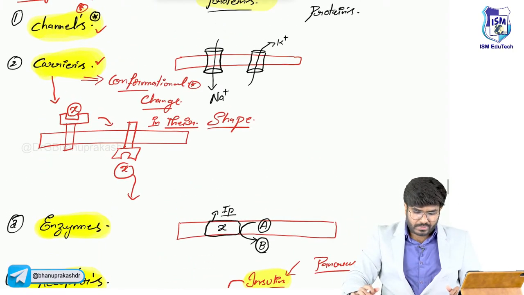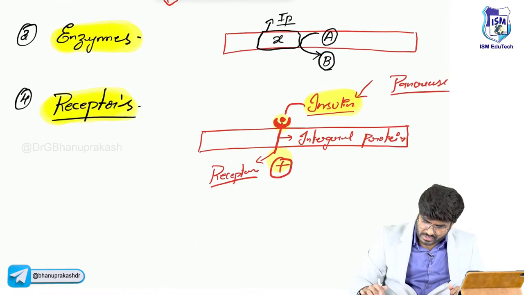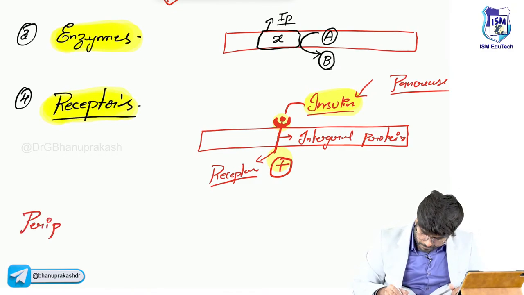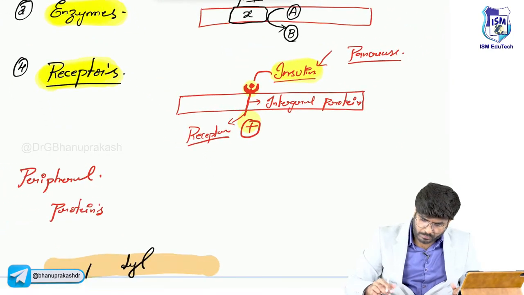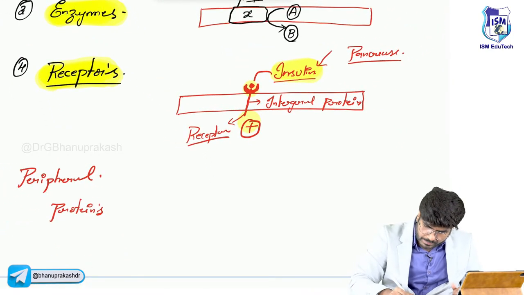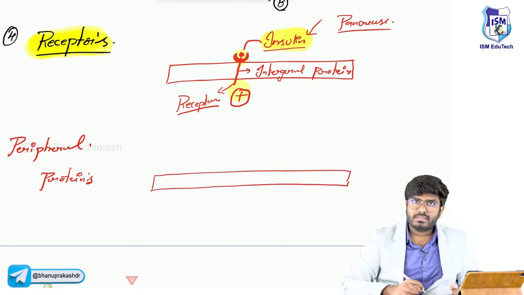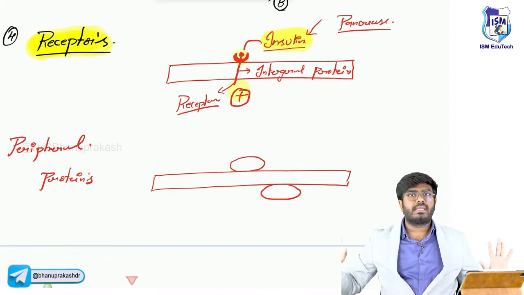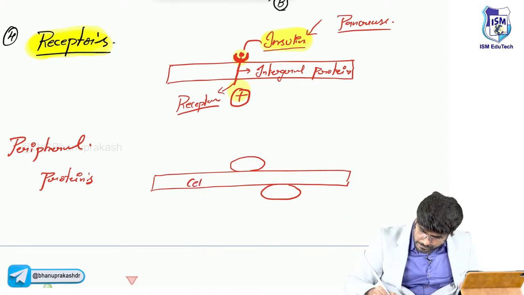So we are done with the integral proteins. Now, what is the function of the peripheral proteins? Let me write here. Peripheral proteins. Now, in a simple diagram, the peripheral proteins are going to look something like this. This is the cell membrane. Peripheral proteins are present either outside or inside. Either they are present outside or they are present inside.